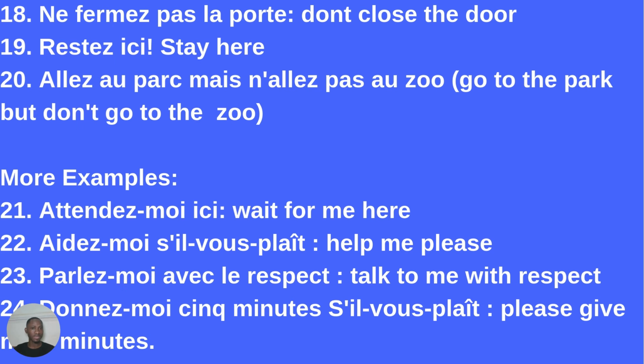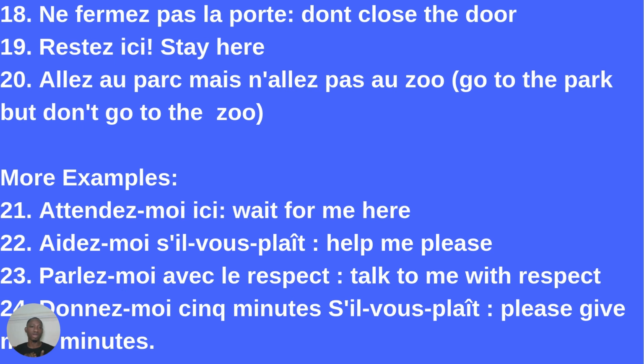Stay here. Allez au parc, mais n'allez pas au zoo. Allez au parc, go to the park, mais n'allez pas au zoo. Don't go to the zoo. All right. Now, I like these other examples I'm about to give because it's a very easy way of adding subject and object.